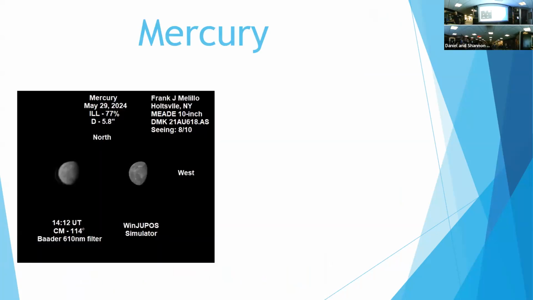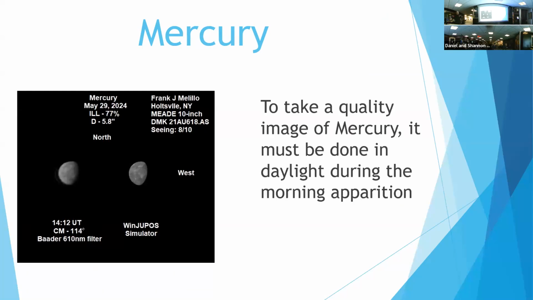Here's a shot of Mercury. Taking a quality image of Mercury must be done in daylight during the morning apparition. Here's my image, and this is the WinJUPOS simulator, showing what Mercury should look like on the day I was observing. Here's the filter to use. Notice this was taken at 14 hours 12 minutes universal time, so converted to local time, it's 10:12 in the morning.